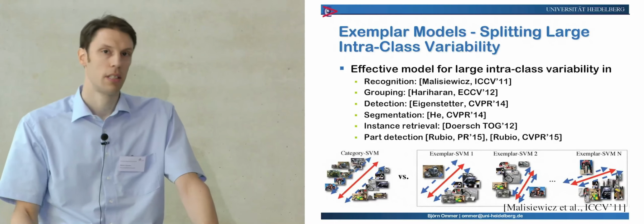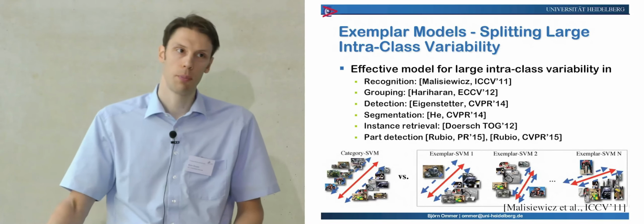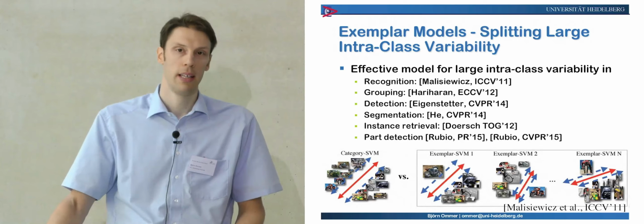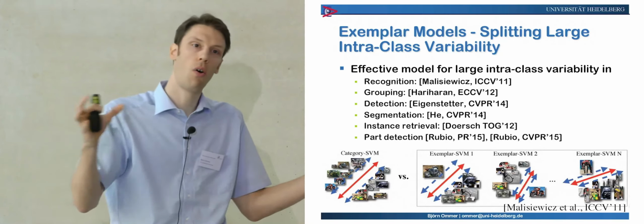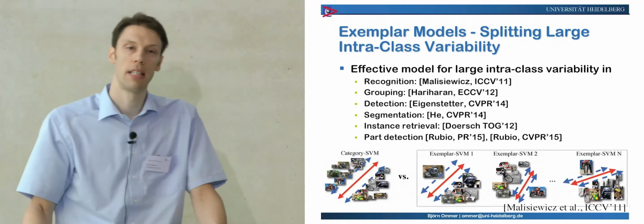Over recent years, these exemplar models have become very popular in computer vision. Why? Well, we started off with categorical models, where we try to put all the samples of a category into a single classifier.